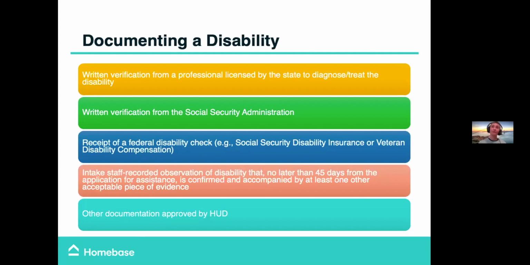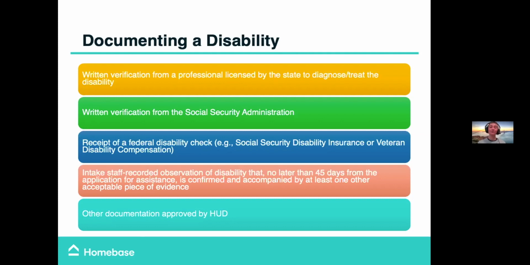If you can't get that, or if it's easier to get something else, you could use a written verification or written statement from the Social Security Administration that the client is eligible for disability benefits. So this could be a letter confirming eligibility, any statement from the Social Security Administration clearly stating the client's eligibility for disability benefits. You can even just use a disability check that the client has received sometime in the past for SSDI or maybe Veterans Disability Compensation, one of those federal disability benefits programs. And any of those three things would count as third-party documentation of a disability.